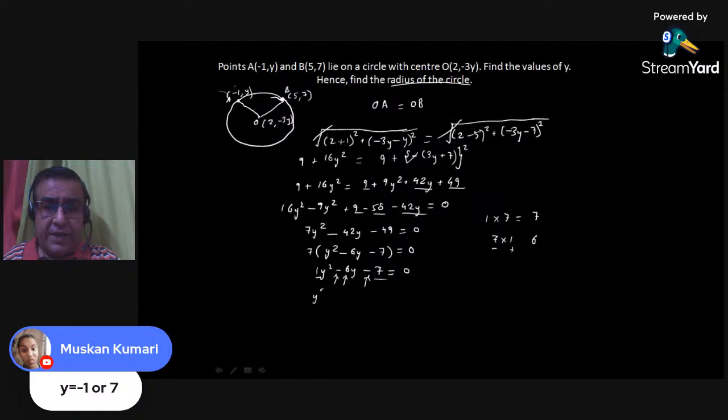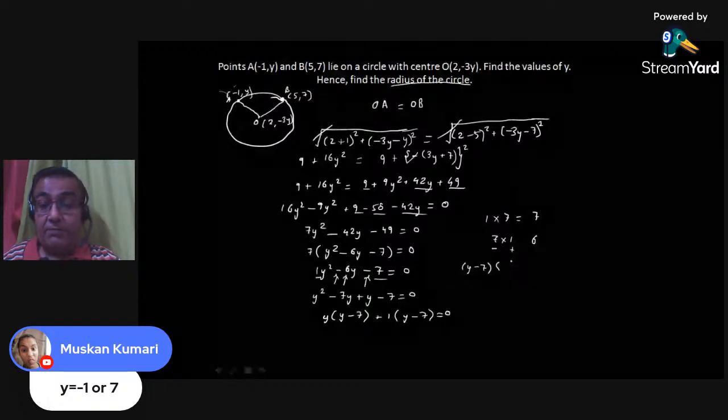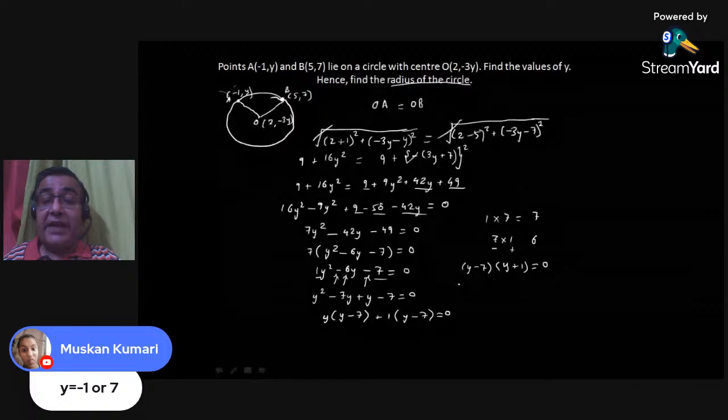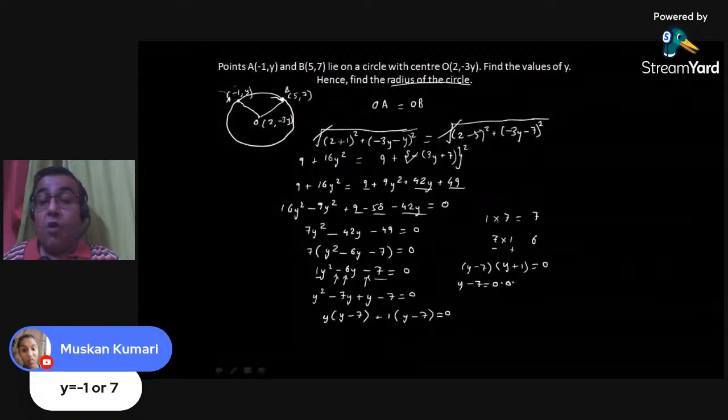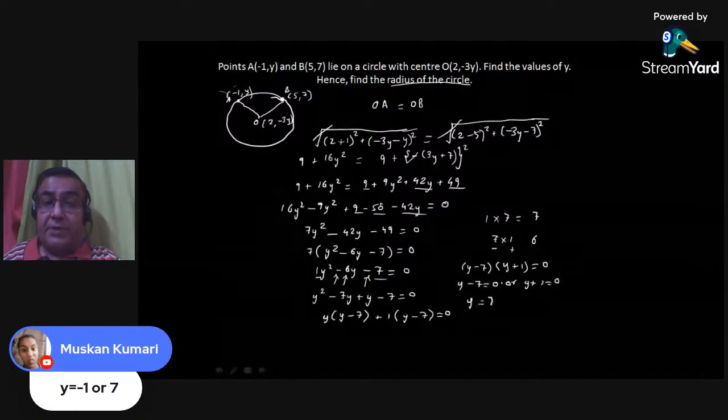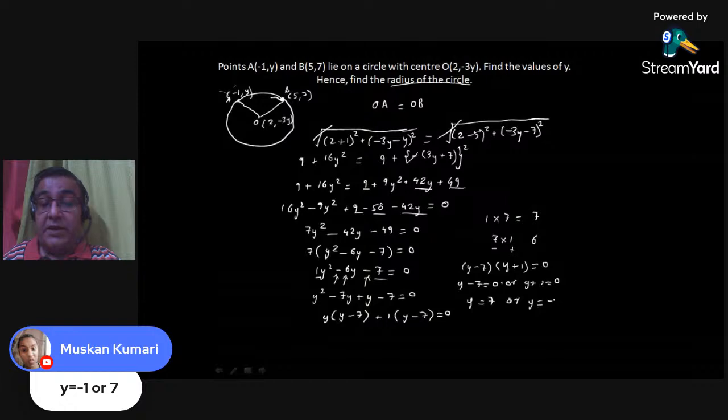So I can break it down as y square minus 7y plus y minus 7 is equal to 0. In the first two terms, I've got y as common, so I'll be left with y minus 7. In the second one, nothing is common, so I can just take 1 as common, and I'll again be left with y minus 7 is equal to 0. So basically, the two factors that I get are y minus 7 and y plus 1. That is equal to 0. That means either y minus 7 is equal to 0 or y plus 1 is equal to 0. Taking 7 to the other side, y should be equal to 7 or y should be equal to minus 1.